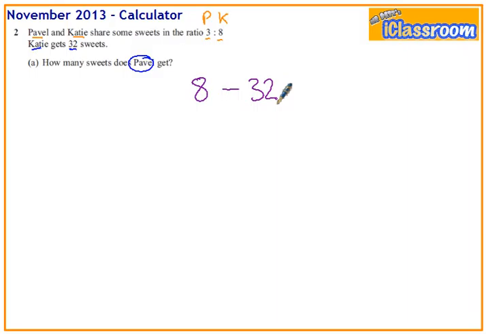My favourite question, how much for 1? How much is 1 part worth? Well, I know if I can divide this by 8, and I can divide this by 8, I will find that 1 part is worth 4. So now to finish my question, how much does Pavel get? Well, Pavel gets 3 parts, and if 1 part was worth 4, multiplying by 3 tells me that 3 parts must be worth 12.